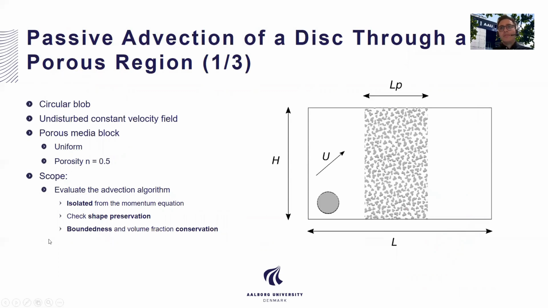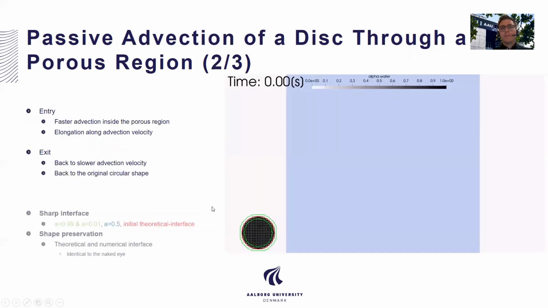And after this brief description of the theory that lies beneath the solver, it's time to see some simulation cases. The first benchmark is about a water disk depicted in solid gray that is passively advected through a porous region illustrated in this gray pattern block. The advection is done with constant diagonal velocity u. This porous block is uniform and has a porosity value of 0.5. Scope of this simulation is primarily to evaluate the advection algorithm isolated from the momentum equation, and parallel to that, check shape preservation, boundedness, and volume fraction conservation.